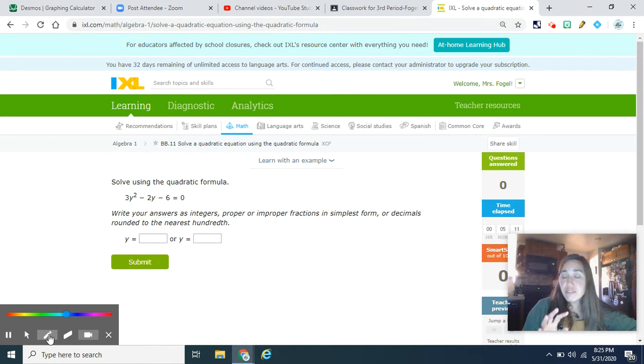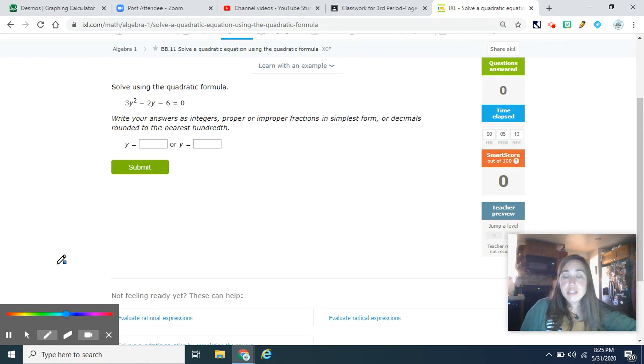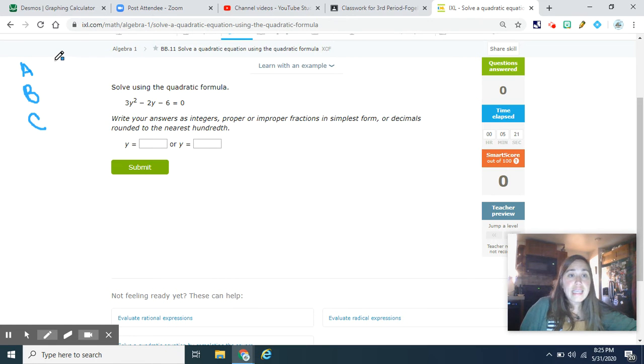It's a little bit difficult for me to draw on the computer, but I'm going to do my best here. I always like to identify what the A, B, and C is, okay? So it's important for us to make sure you have those down. A is 3, B is -2, and C is -6.